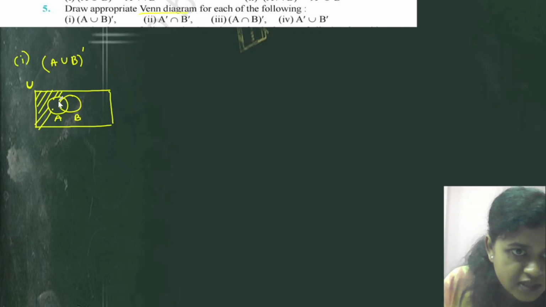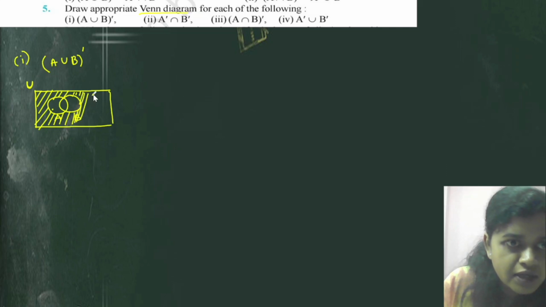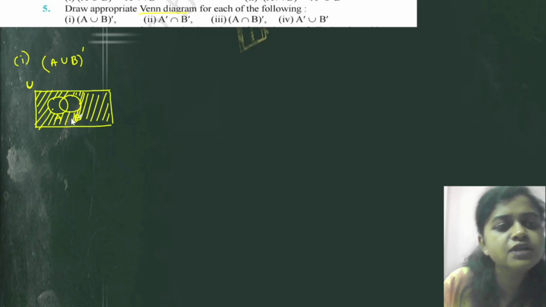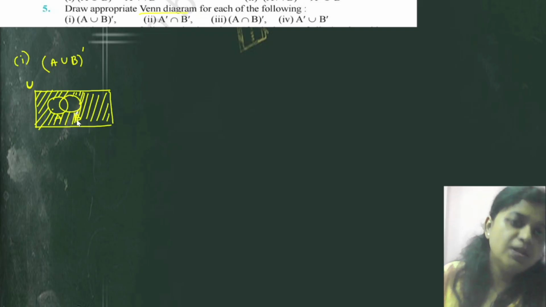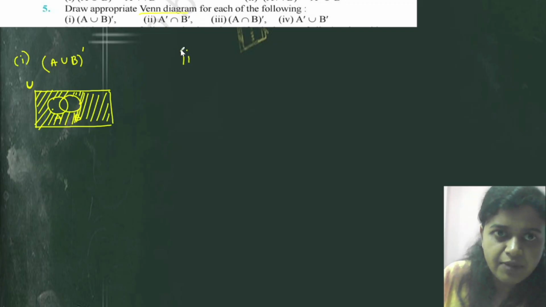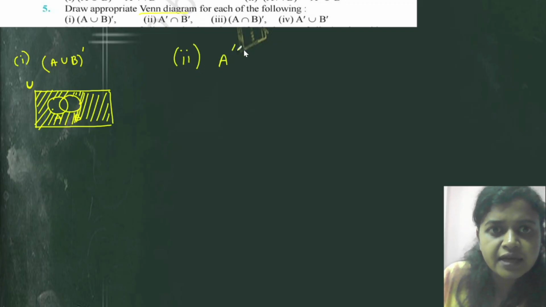Okay, so in that way you can draw. So the dotted line is representing what? The required portion of the set. We have to remove this portion, A union B. Okay, next number 2. A complement intersection B complement.